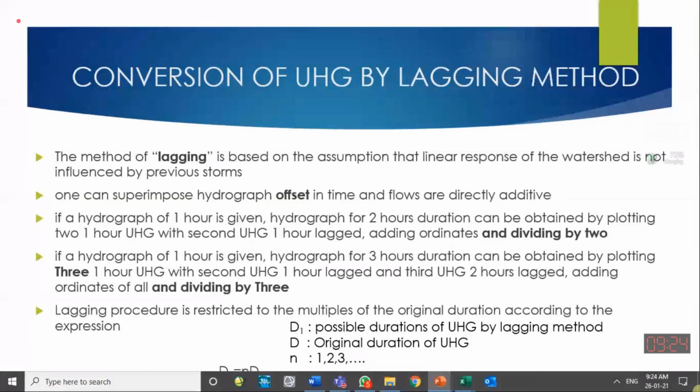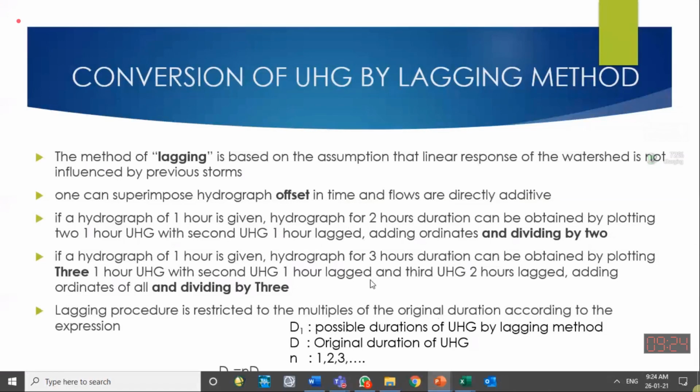So try to digest it, try to understand it. If we have a unit hydrograph of 1 hour with us, we can make it into a unit hydrograph of 2 hour duration by plotting this unit hydrograph and another similar unit hydrograph, but lagged from each other by 1 hour. Then add the ordinates of both unit hydrographs. Whatever ordinates are calculated, divide by 2. The result will be the unit hydrograph of 2 hour duration.